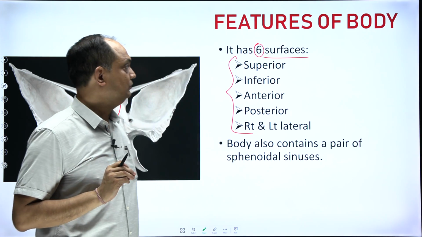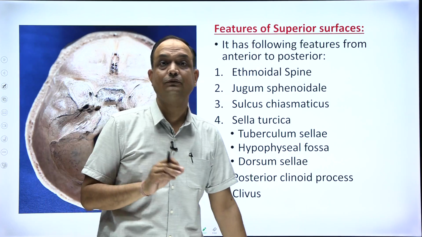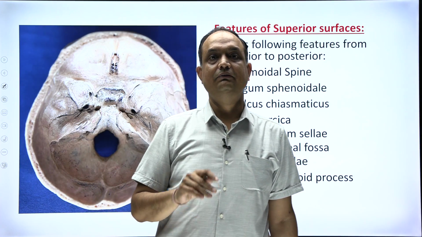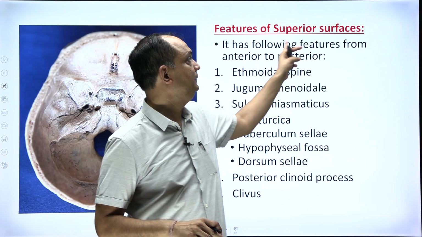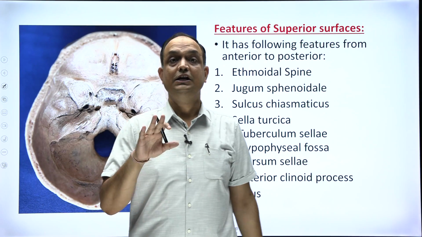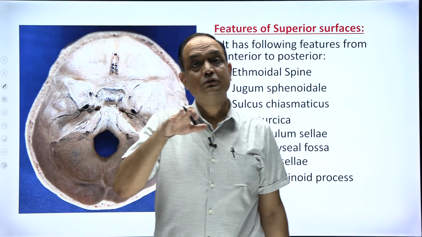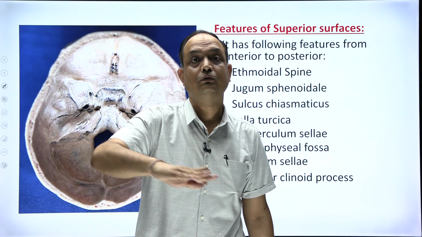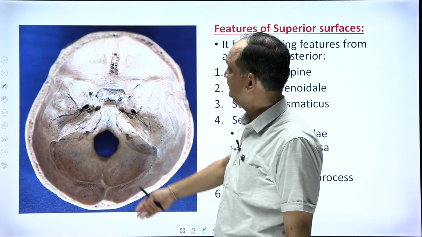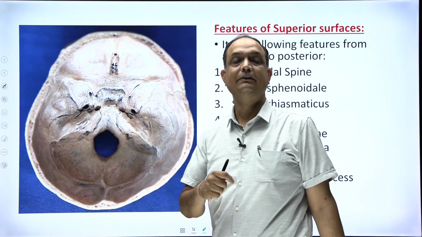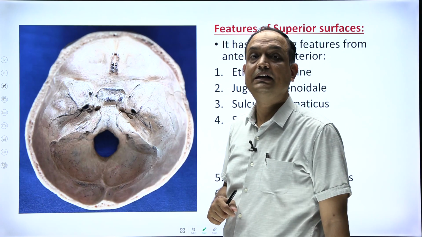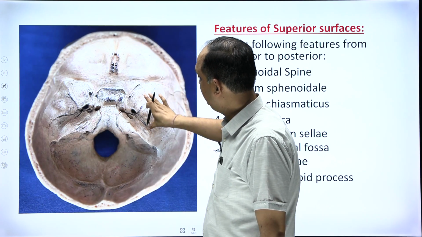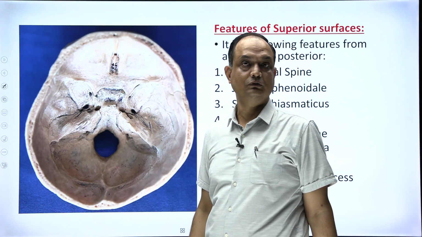Clear? Now we will move to one surface, the superior surface. In today's session, I will only discuss the superior surface of the sphenoid bone. To see the superior surface, we are actually talking about the floor of the cranial cavity. You know that the cranial cavity is divided into three parts: anterior, middle and posterior cranial fossa.